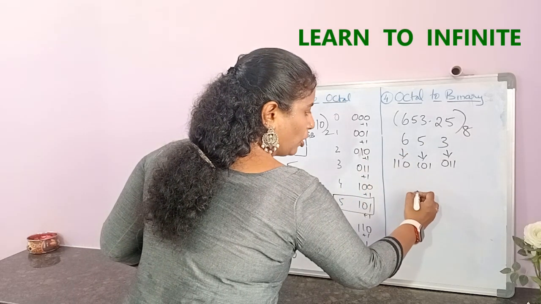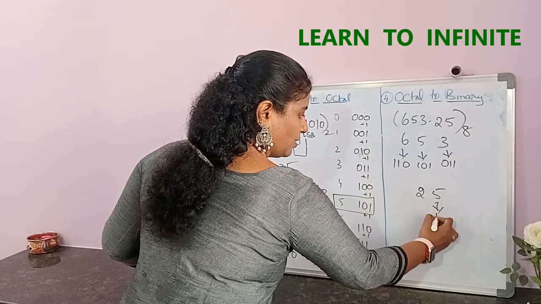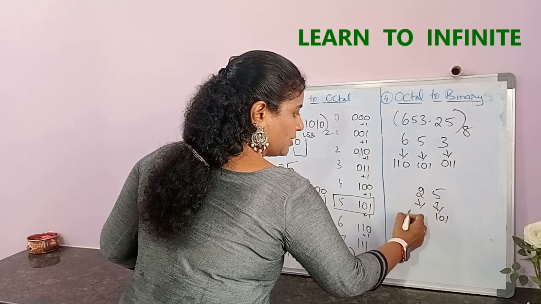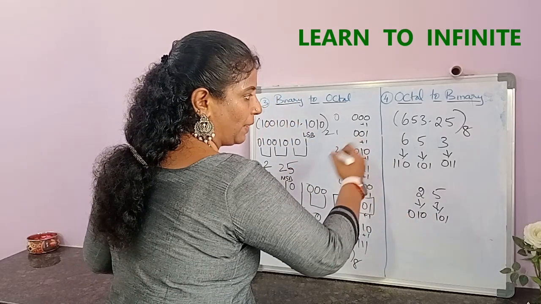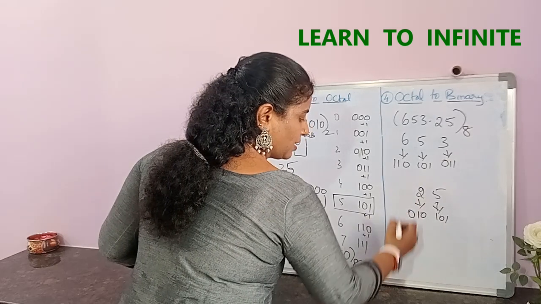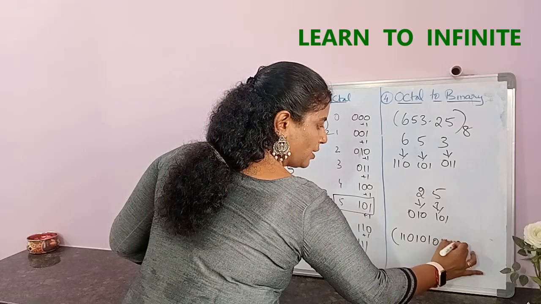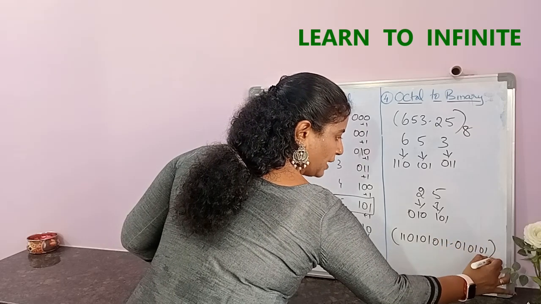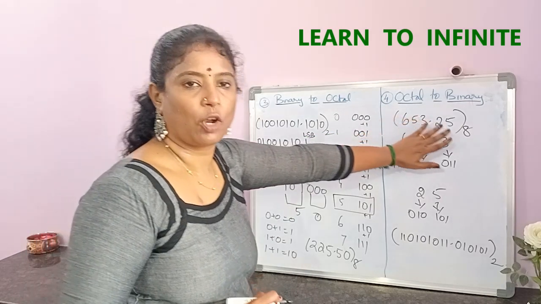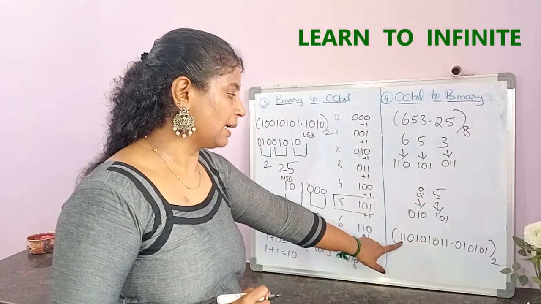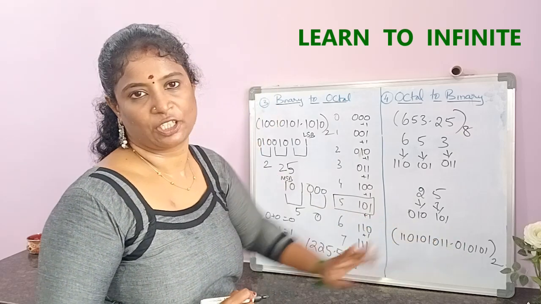Now coming to the fractional part, it is 25. For 5 it is again 101. For 2 it is 010. So writing the answer as whole part and fractional part, your final answer will be 110 101 011.010 101 to the base 2. So the binary conversion of the octal number 653.25 is 110101011.010101 to the base 2.